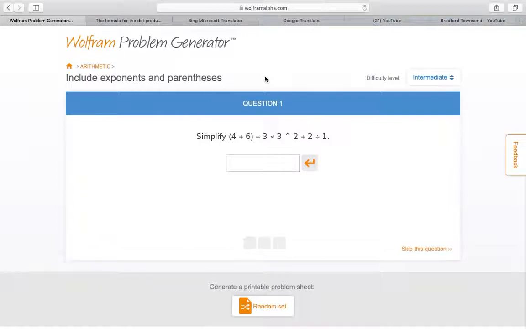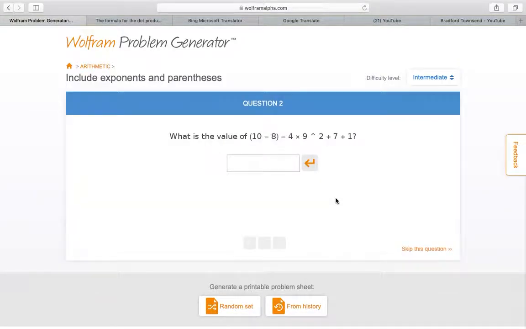So for this one, I want to try that and see if I could be wrong. Let's see what happens. Oh, I'm correct. Alrighty. All right. So let's try an advanced problem and see what it's like.